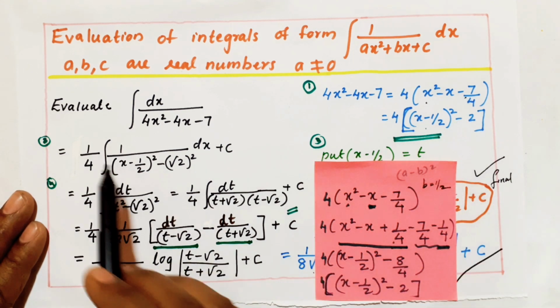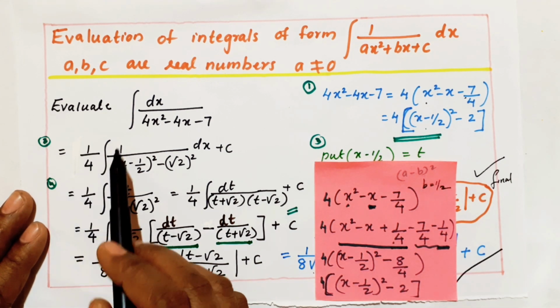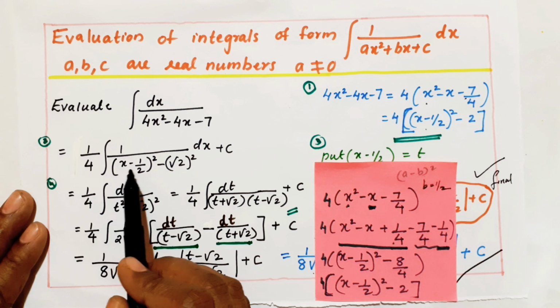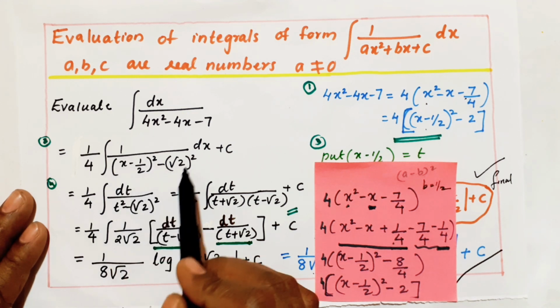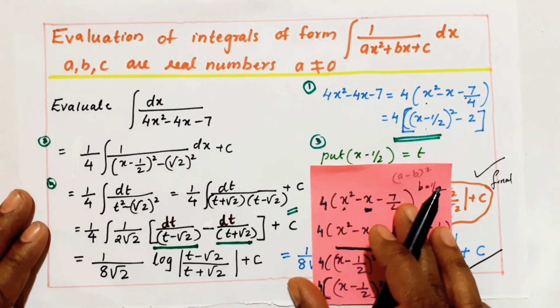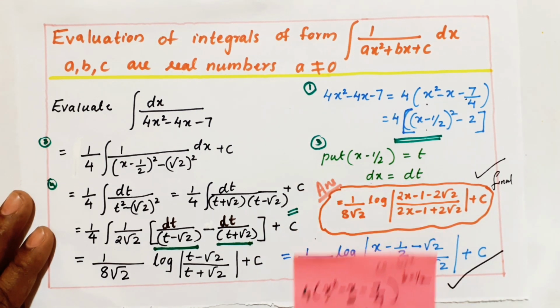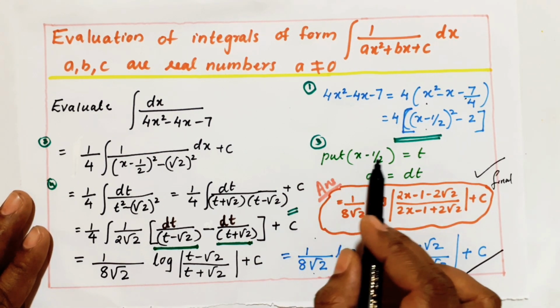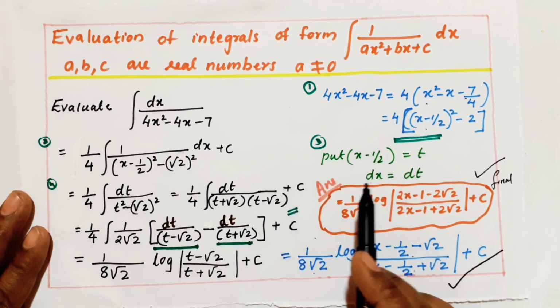So this term I am writing here, 4 I am taking out. Rest all the term: integral of dx by [(x minus half) the whole square minus (root 2) the whole square] plus c. After this, the third step I told is the substitution step: put x minus half equal to t, differentiating both left side and right side.